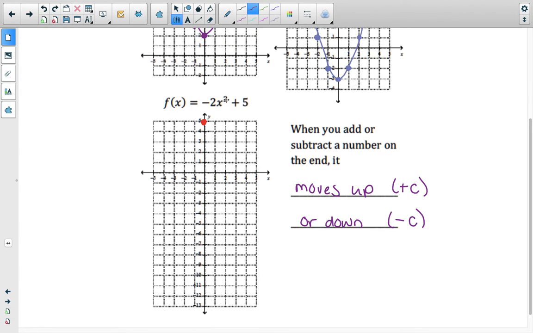Let's try 1. 1 squared is 1. Times negative 2 is negative 2. So right now it would be at 1, negative 2. But then we have to add 5 to that. So that would be 1, 2, 3, 4, 5. That would be at 1, 3.